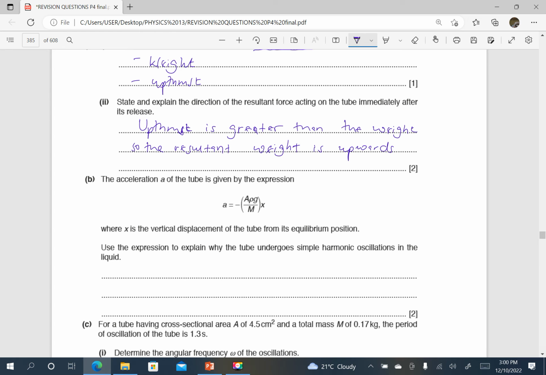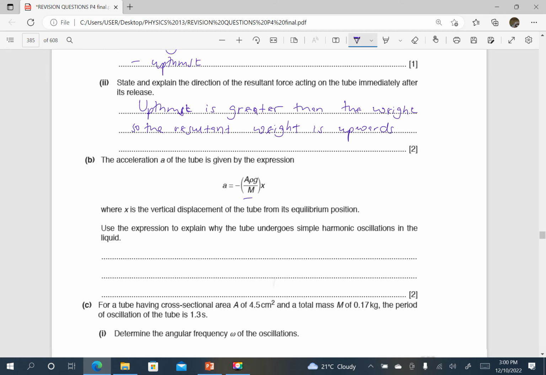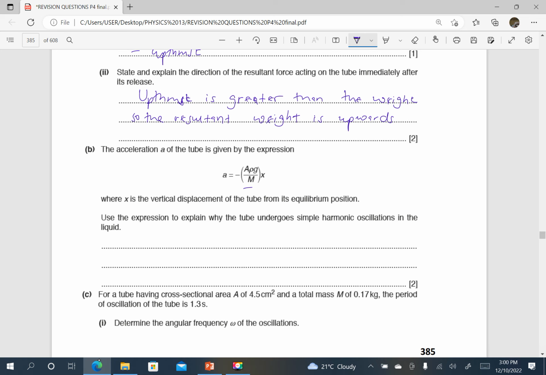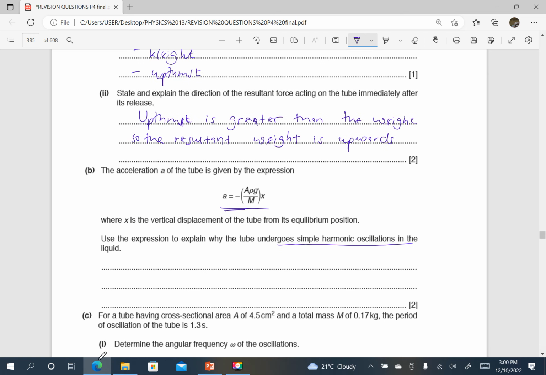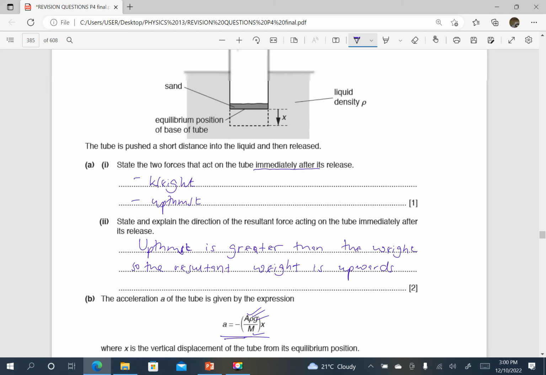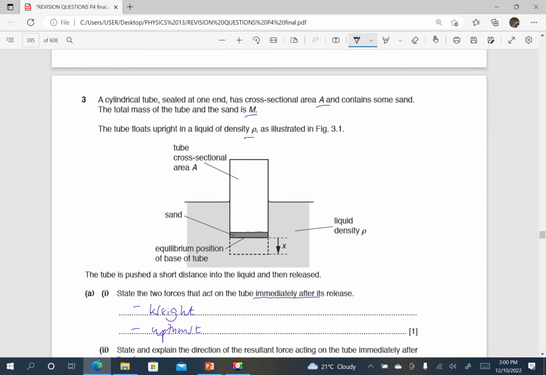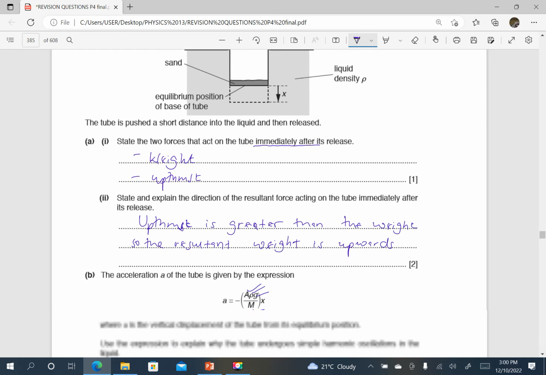Okay, the acceleration A of the tube is given by this expression, where x is the vertical displacement of the tube from its equilibrium position. Use this expression to explain why the tube undergoes simple harmonic motion. So how do we see from this expression that the tube is undergoing simple harmonic motion? Note that A was the cross-sectional area of the tube, which is constant. Rho is the density of the liquid, which is constant. G is acceleration due to gravity, which is constant. And M, what is M? M is the total mass of the tube and the sand, which is also not changing.